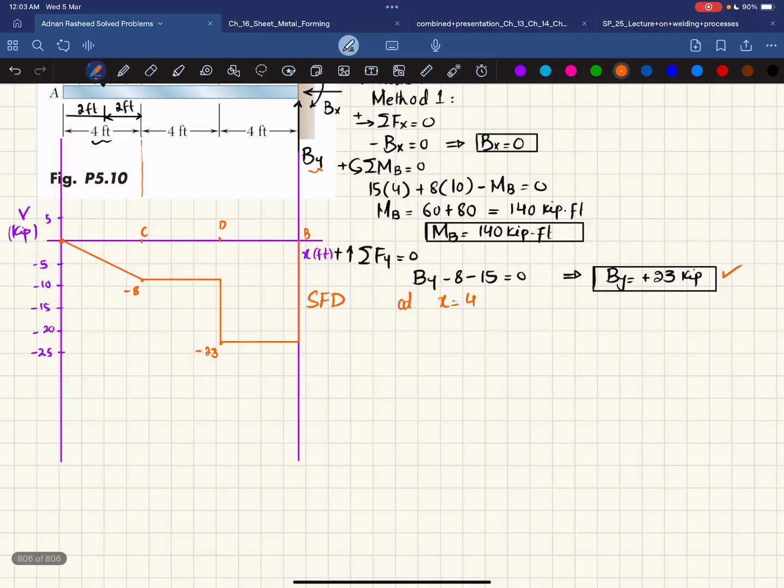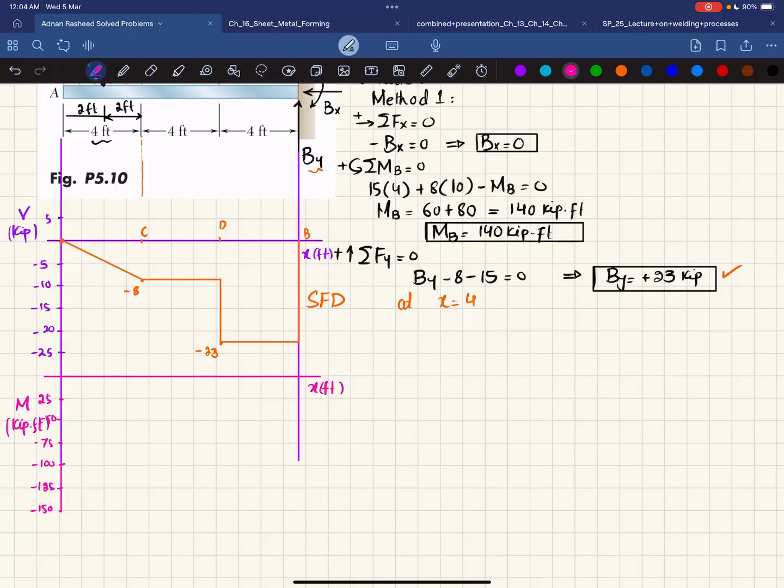For the bending moment diagram, again, I have to draw a horizontal line to show x in feet. And on the y-axis, you have moment, which will be in kip-feet. Let me take one division equal to 25. So 25, then minus 50, minus 75, minus 100, minus 125, sorry, and minus 150. You can take these as per your own requirement as well.